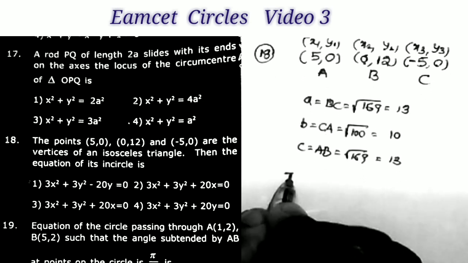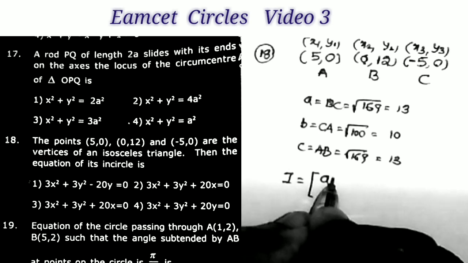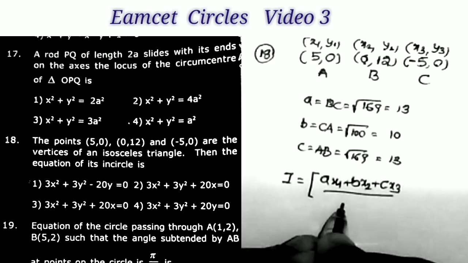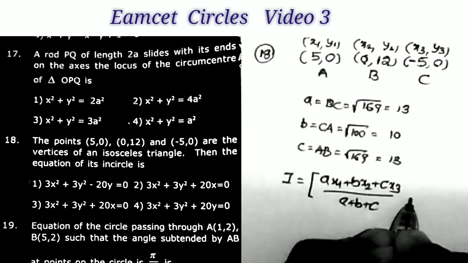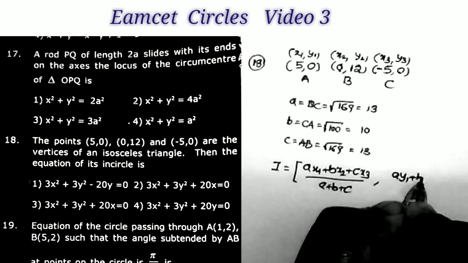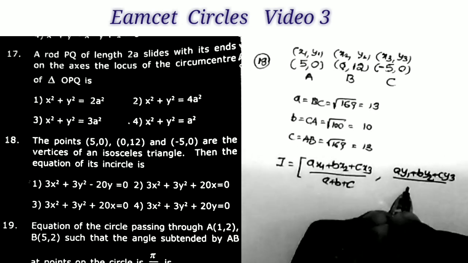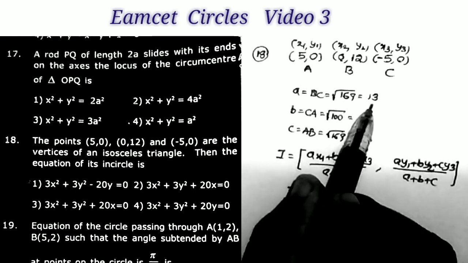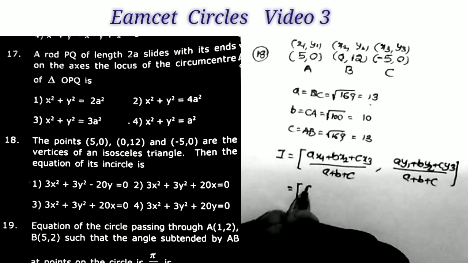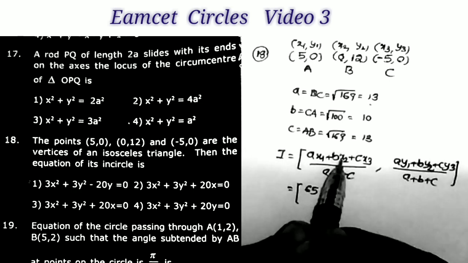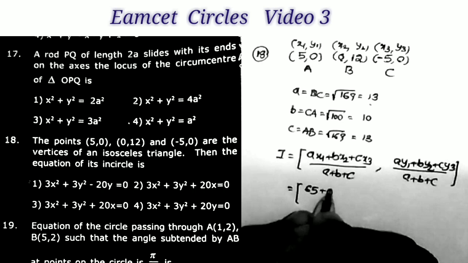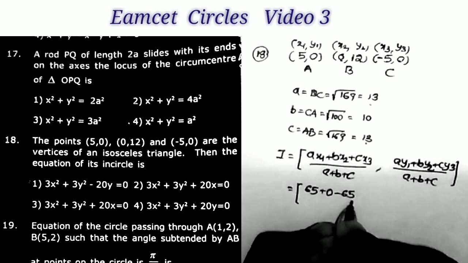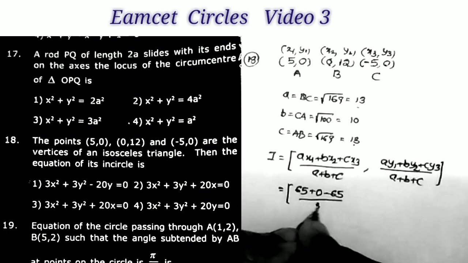Now what is the incenter formula? Incenter is equal to (ax1 plus bx2 plus cx3) by (a plus b plus c), and (ay1 plus by2 plus cy3) by (a plus b plus c). This is the incenter formula. Now replacing the values. Listen, what are the values here? a is equal to 13 and x1 is equal to 5, that is 65, and b is equal to 10, x2 is equal to 0, that is 0. c is equal to 13, x3 is equal to minus 5, that is minus 65, by a plus b plus c is equal to 36.